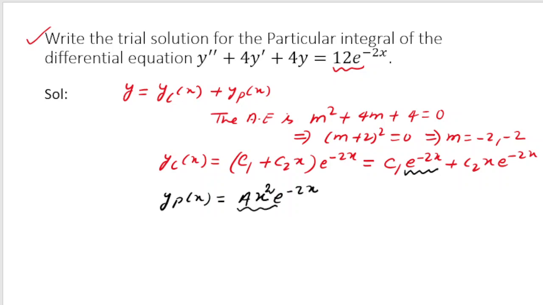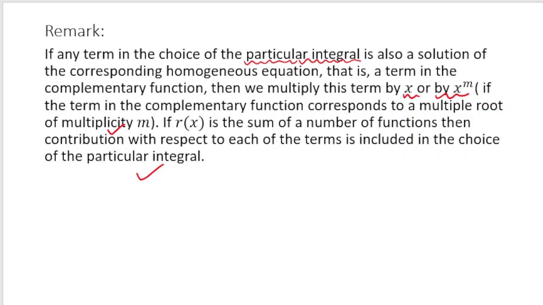So now the trial solution will be a x square e to the power minus 2x, and this is what I was talking about when I was giving this statement: if any term in the choice of particular integral is also a solution of the corresponding homogeneous equation, that is, a term in the complementary function, meaning if any term is already present in the complementary function, then we multiply this term by x or by x to the power m if the term in the complementary function corresponds to a multiple root of multiplicity m.